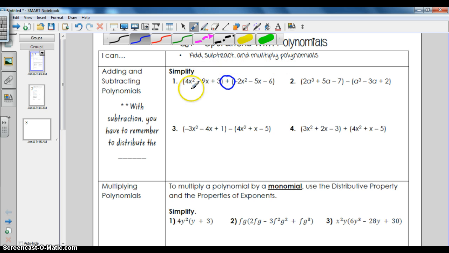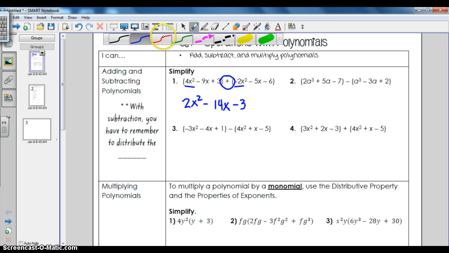So, combining like terms, you can underline, you can circle, whatever it is you need to do to make sure that you add just those like things. So we have a 4x squared plus a negative 2x squared. So that's going to create a 2x squared. We have a negative 9x and we have a negative 5x that we're adding to get negative 14x. And then we have a positive 3 plus a negative 6, and that's going to add to get negative 3.